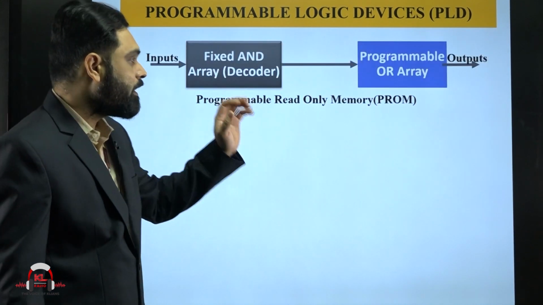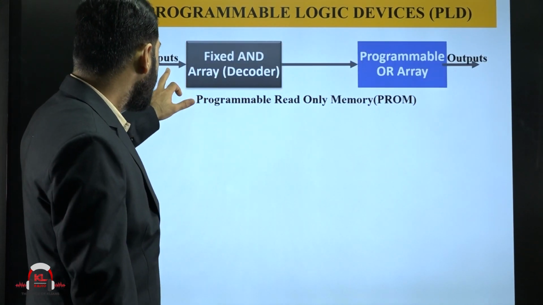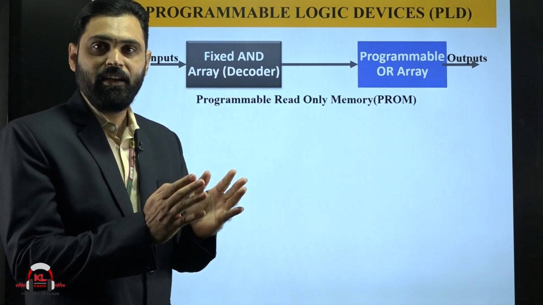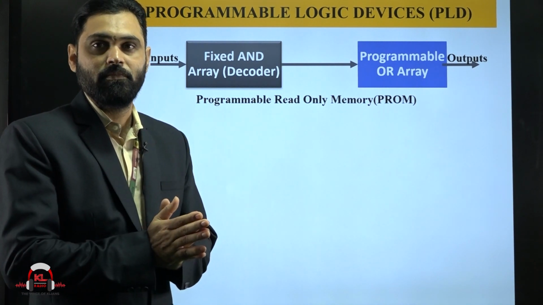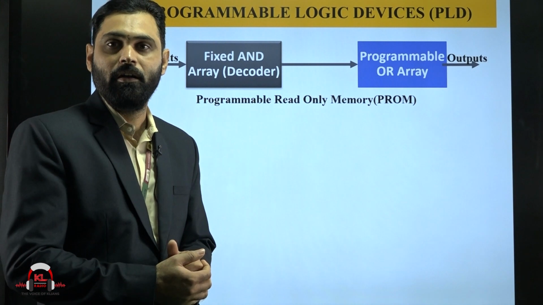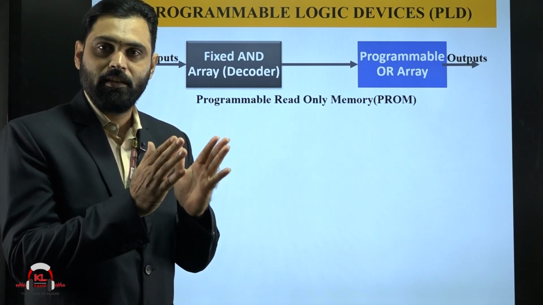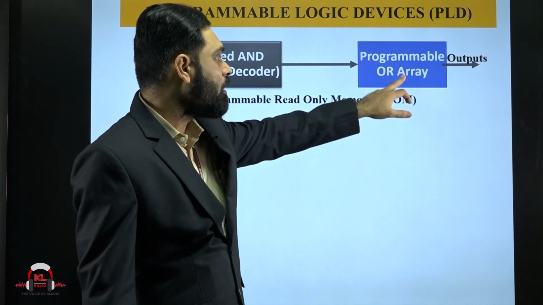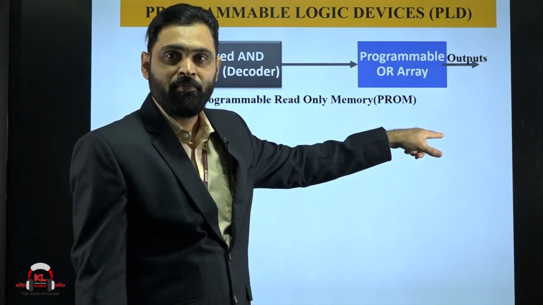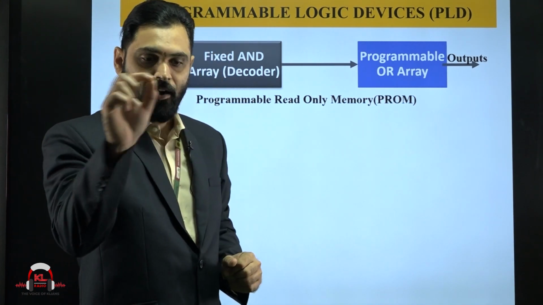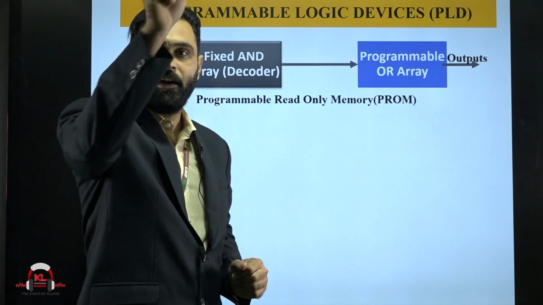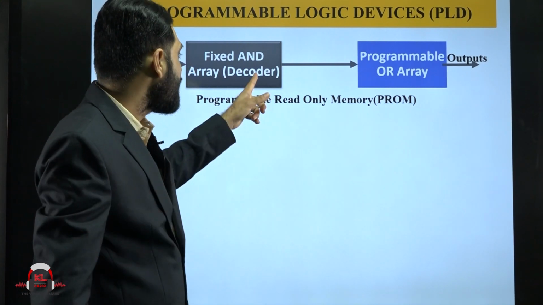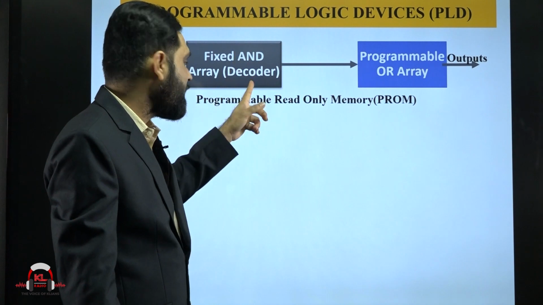If you take programmable read-only memory, inputs will be given to the fixed AND gate array. A decoder kind of circuit will be there. Input side AND gates are fixed. You cannot make your custom input arrangement. The address is fixed. But what is the flexibility? You have programmable OR gates at the output side. That means suppose 10 AND gate outputs are there. If you want to take the first AND gate output and the 10th AND gate output, you can make the connection. That means you have flexibility on the output side, not at the input side. On the input side AND gates are fixed, address is fixed.